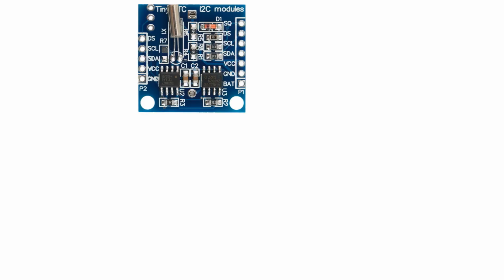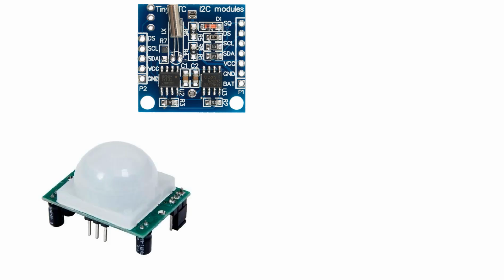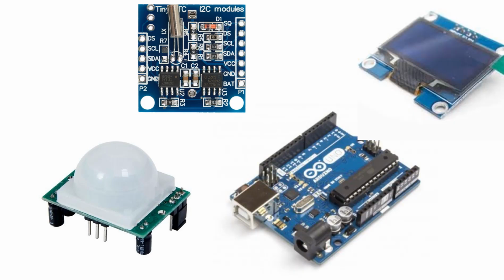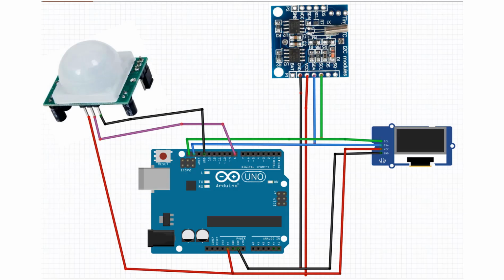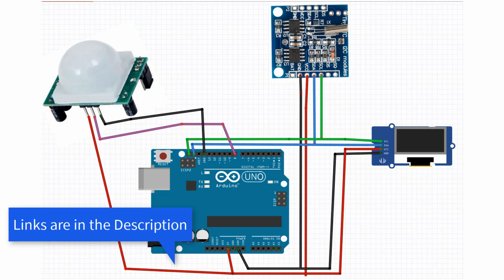For this project, you will need a DS1307 RTC module, infrared sensor module, OLED display and Arduino. Connect everything according to this schematic.